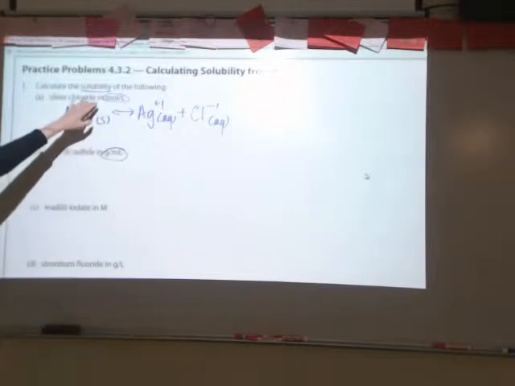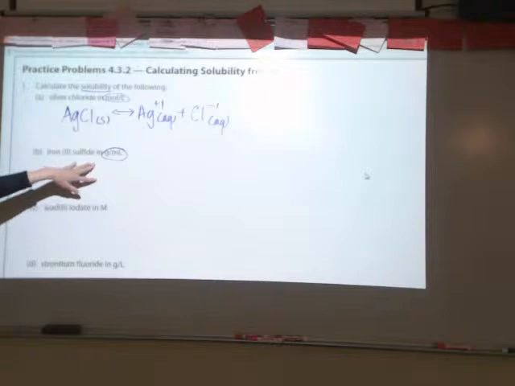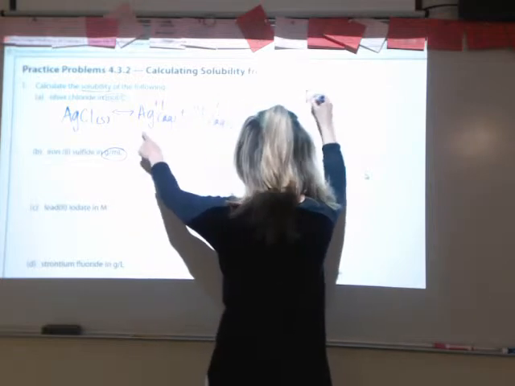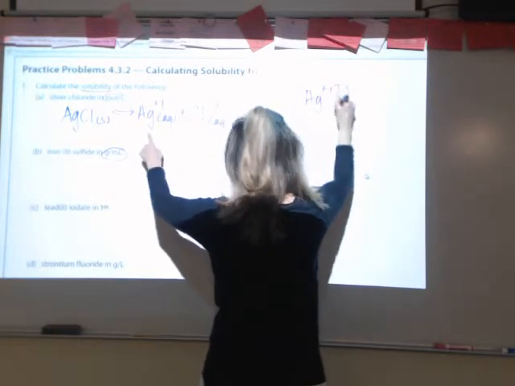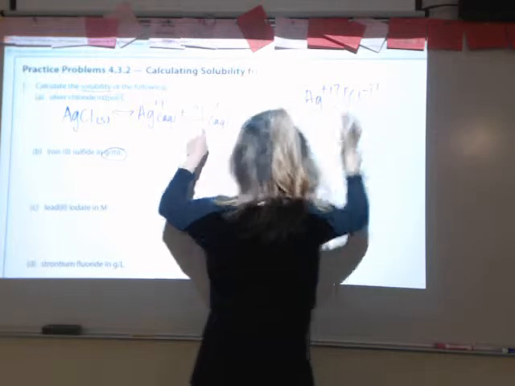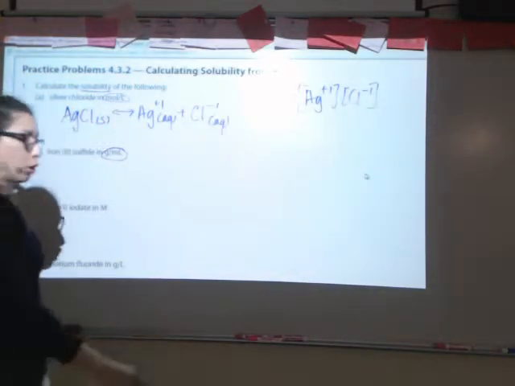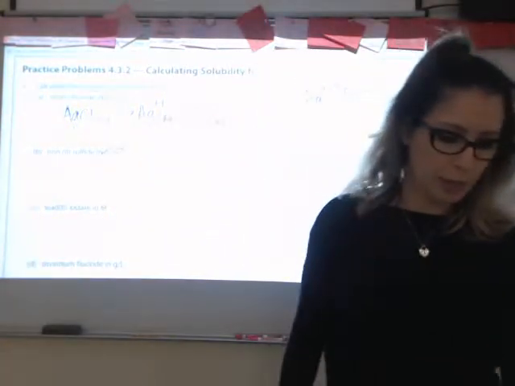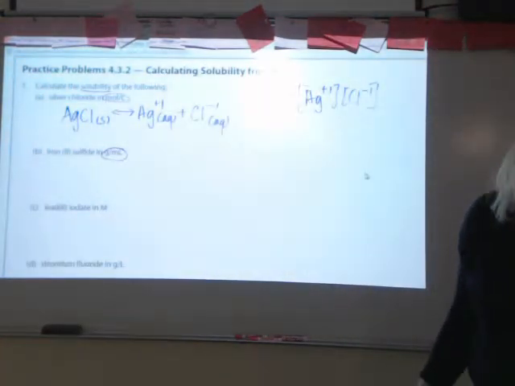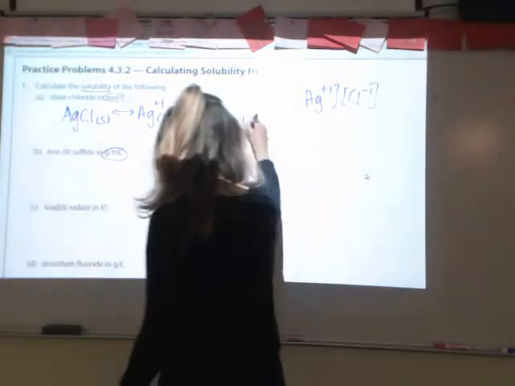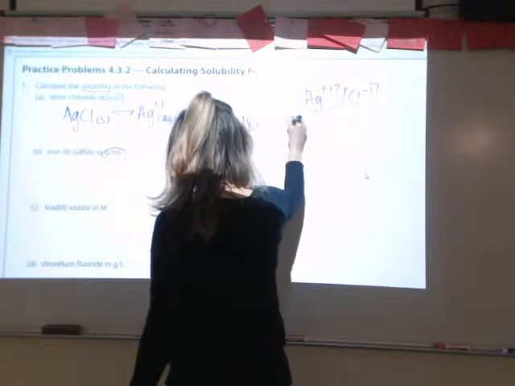So I'm going to do A and B with you just so you have a reference. And if we were to write our Ksp expression, this would be the silver ion concentration times the chloride ion concentration, and you would omit the solid. And then we would look back at the table on the previous page. You will see that the Ksp for silver chloride is 1.8 times 10 to the negative 10.